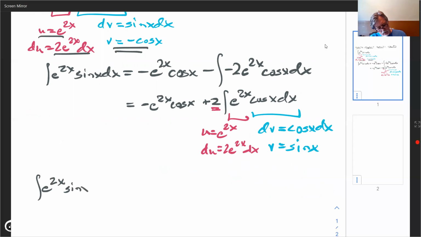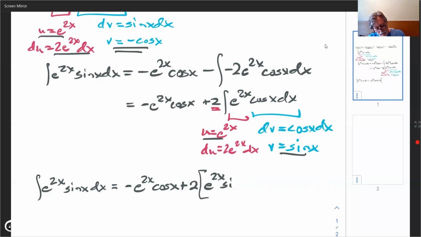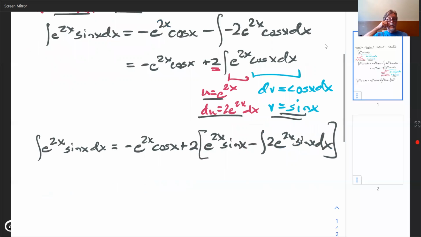Let's play some music as we do this, little math music, please, maestro. Minus e to the 2x cosine x. I'll say plus 2, and I'll put a bracket here. I don't know, maybe too much stuff going on, but we'll go u times v again. So it's e to the 2x sine x minus the integral of v times du. And in this case, it's a positive. We have 2e to the 2x, okay, and then sine x dx. And here we are.